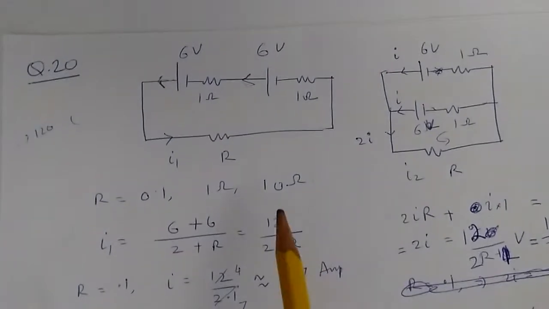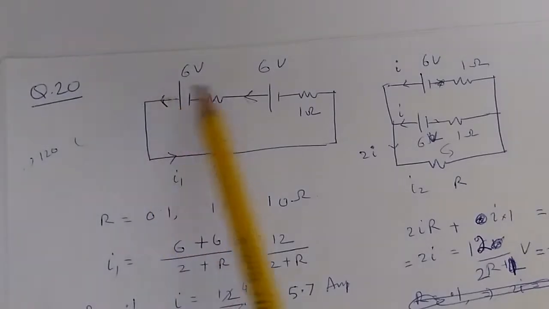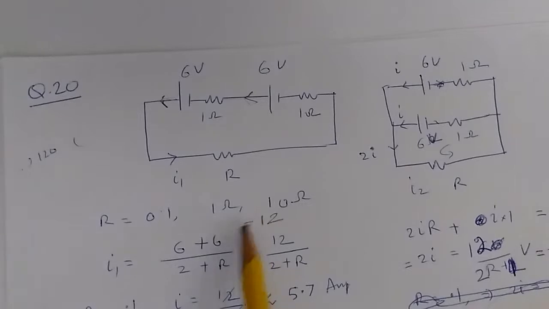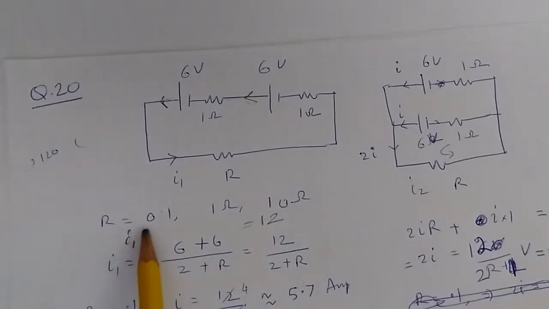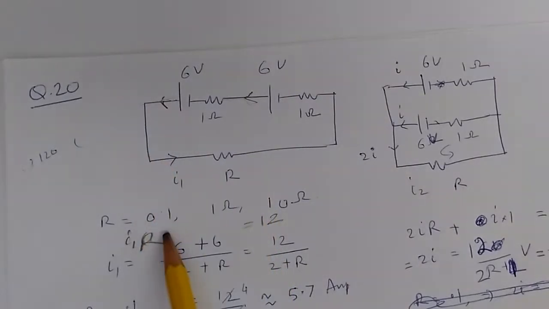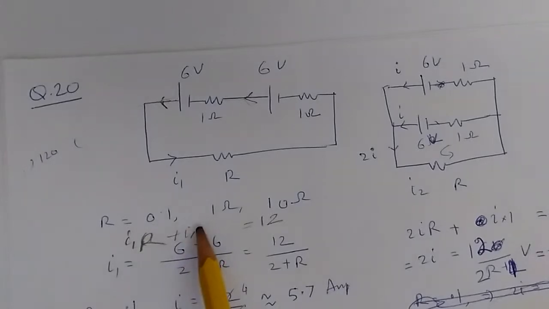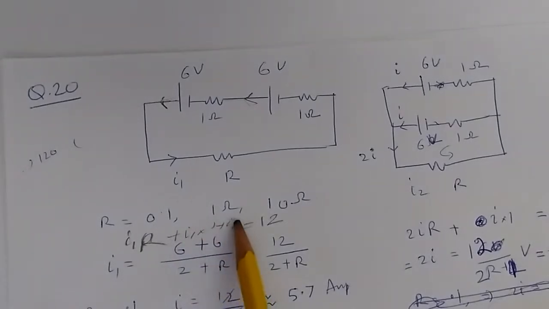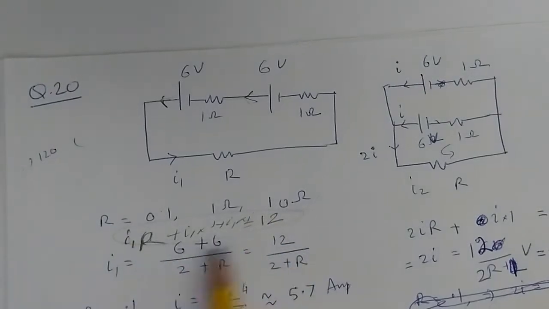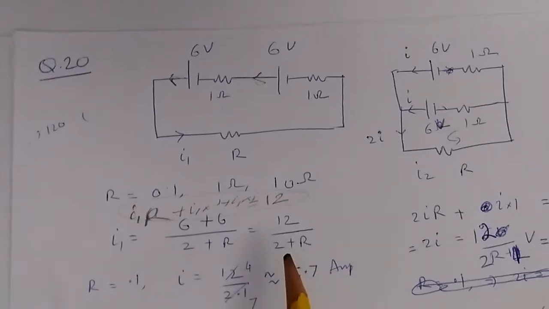You could also write this Kirchhoff voltage law equation like this. 6 volt is trying to send a current, and this 6 volt is trying to send the current. So 12 is equal to this current I1 multiplied by R, the drop across this resistor, plus I1 into 1 ohm plus I1 into 1 ohm. Whether you do it this way or directly write it, we have I1 equal to 12 divided by 2 plus R.